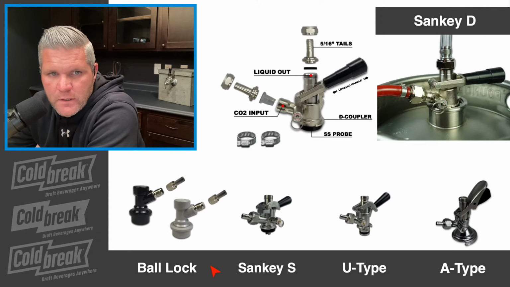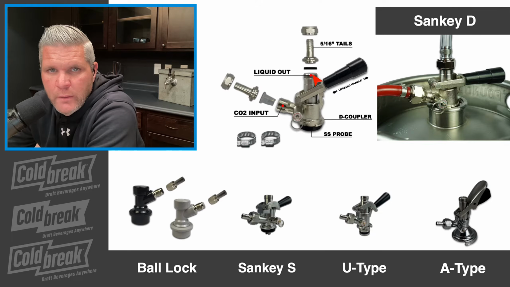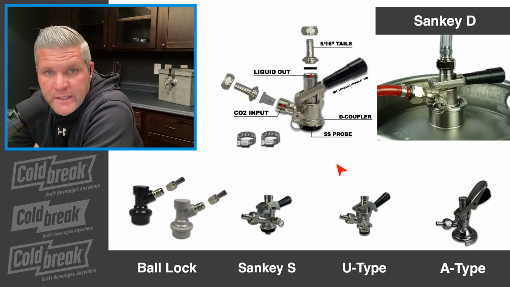There are different types. There's D, there's S, there's U, there's A. There's a bunch of other letters in there too. But the Sankey D is the most common. They all work relatively the same way, which is there's basically a probe down the middle of this that the lever pushes down onto the keg, and that opens up the keg.